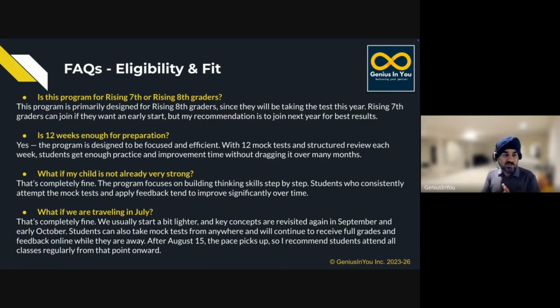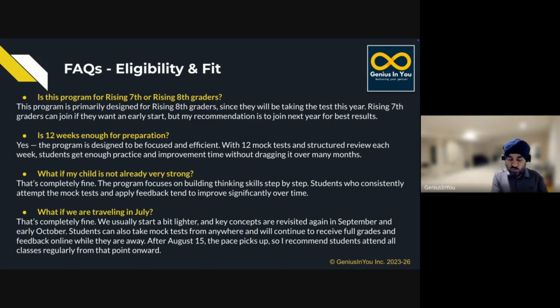What if my child is not already strong? That's also fine. I don't do any tests. Like a lot of institutes, they start grading the students first and they only take the top students, right? I don't do that. I know my students will be on a spectrum, and that's what I want. We build thinking skills. I don't want just the top graders to get into Academies of Loudoun. It's first come first serve. Whoever wants to enroll can enroll, and all we are going to learn in these classes is how to think better, right?